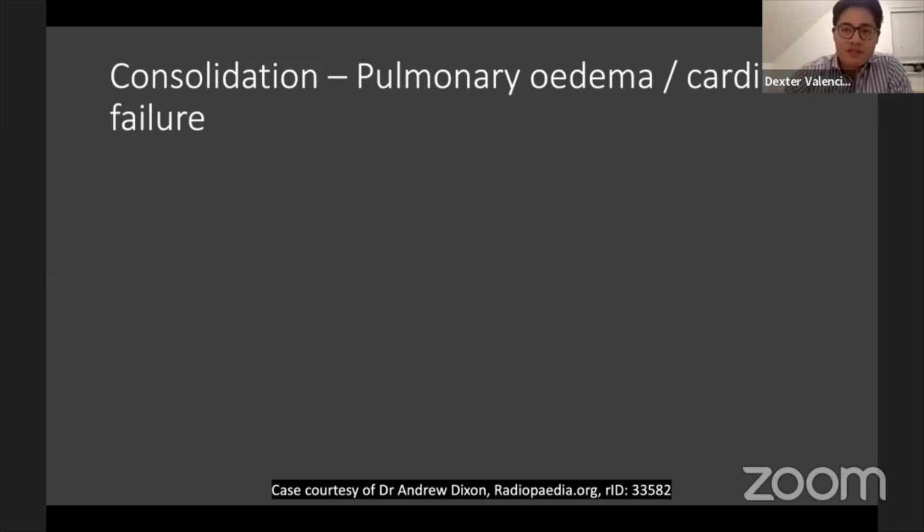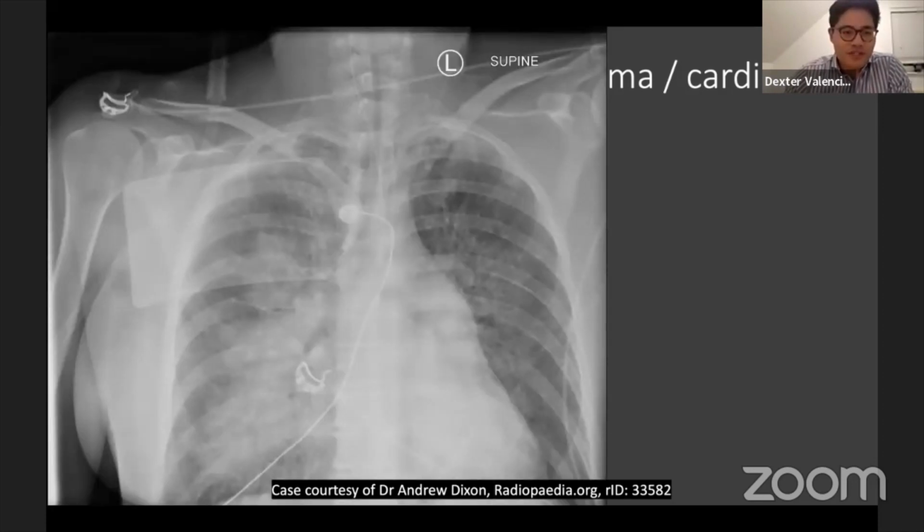Consolidation can be fluid, so transudative fluid. So this patient's coming quite unwell. You've got this defibrillator pad on this patient. They've got an endotracheal tube here. They've got an NG tube, which is going in towards the lung. And they've got these big opacities within the right lung. And we can see some air bronchograms within some of these areas. It's a little bit of consolidation on the left. So it's bilateral consolidation, worse on the right.